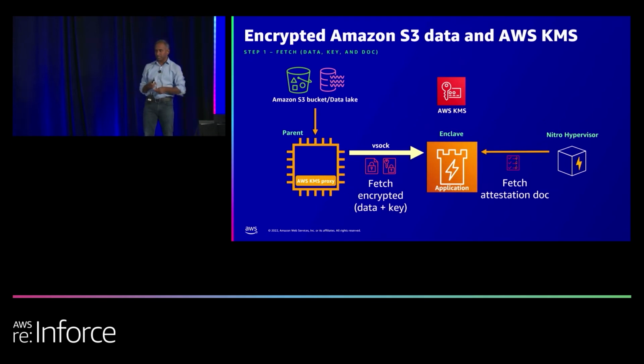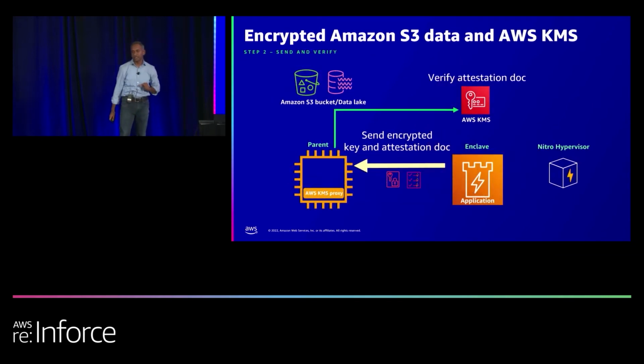The encrypted data and the encrypted data key come from the data lake into the instance and then run through the VSOC channel into the enclave. So the enclave has now received encrypted data and the encrypted data key. At the same time, it receives an attestation document from the Nitro Hypervisor. So now it has all this in its possession. So it's fetched and it's storing a few things right now at this point in time.